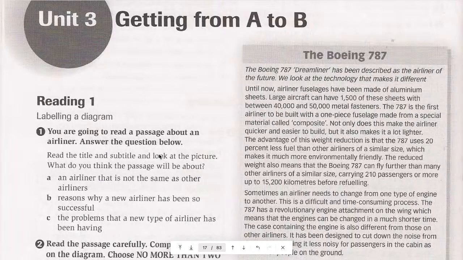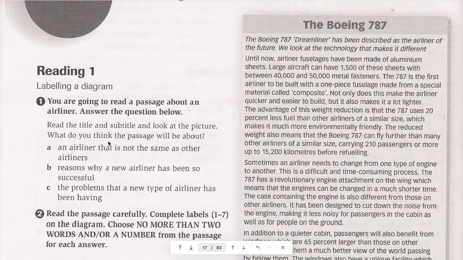Now what do we need to do? What do you think the passage will be about? A, an airliner that is not the same as other airliners. B, reasons why a new airliner has been so successful. C, the problems that a new type of airliner has been having. Now, based on the title and subtitle, what do you think that it should be, A, B, or C?